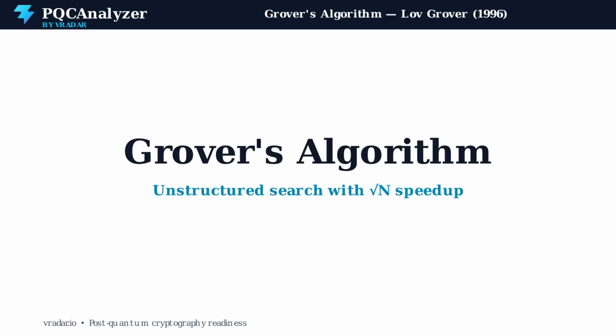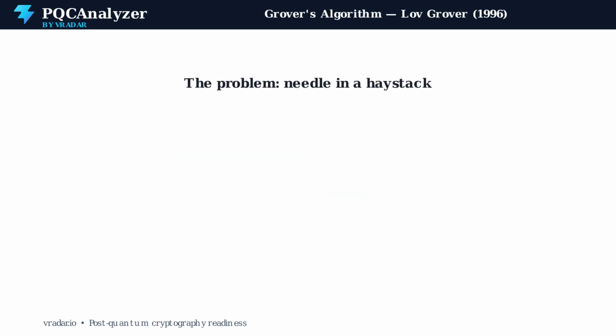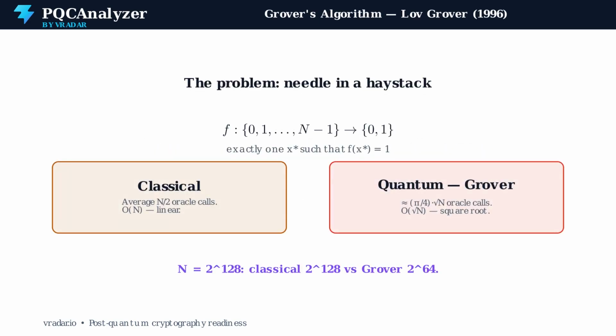In 1996, Lov Grover published a quantum algorithm for unstructured search, delivering a universal quadratic speedup. The problem: given a function f from 0 through n-1 to 0 or 1, with exactly one x star such that f of x star equals 1, find x star. Classically, you need n over 2 oracle calls on average, O of n, linear. Grover does it in about pi over 4 times square root n.